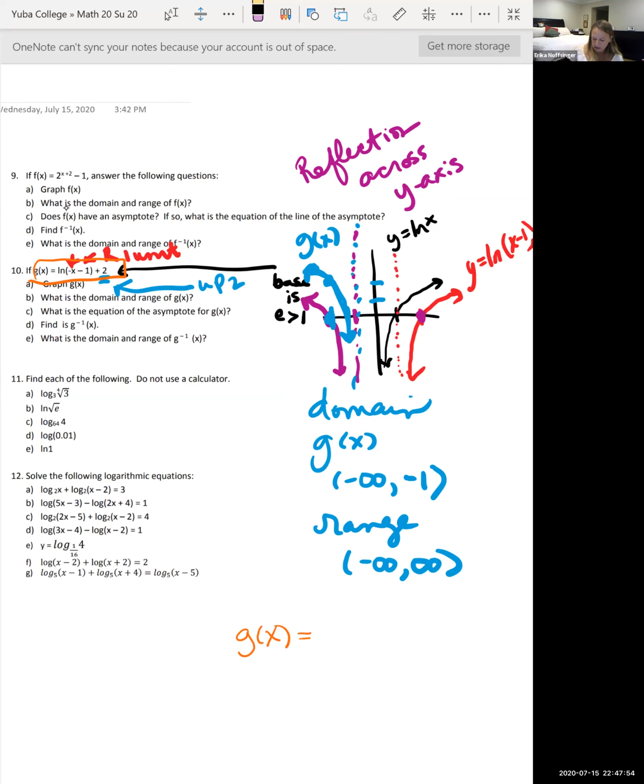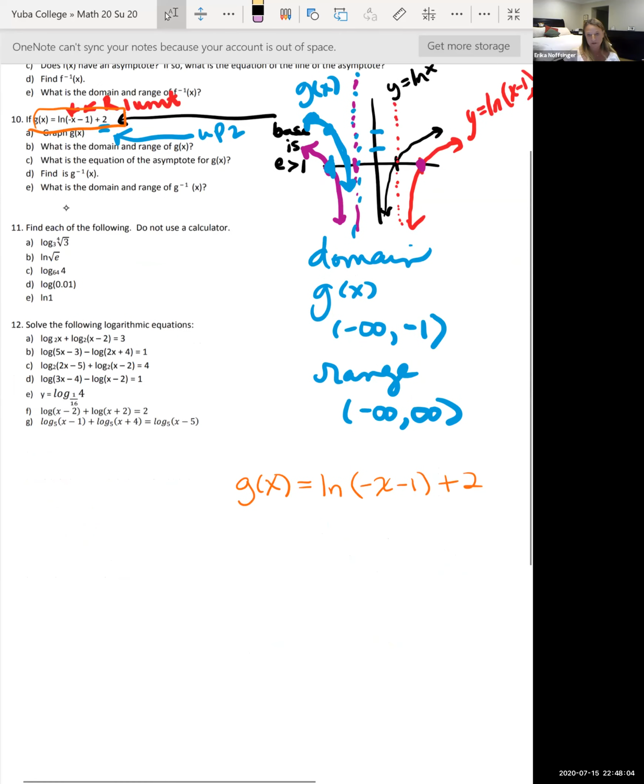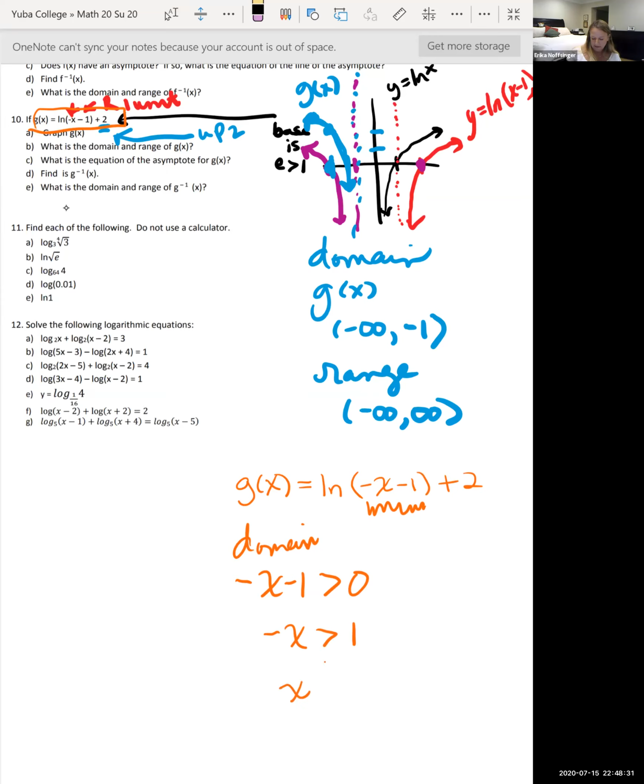Remember, when you're dealing with logs, you can't take a log of a negative number. And so looking at this, I could give you a question that says, find the domain of this log function. You would have to say, okay, well, what we're taking the log of, in this case, negative x minus 1, has to be bigger than 0. So now if I solve this inequality, that would give me my domain. So if I added 1 to both sides, I get negative x is greater than 1. I divide by negative, I have to be careful. I need to switch the sign of my inequality. So this is now x less than negative 1, which is what I said here by just looking at the graph.